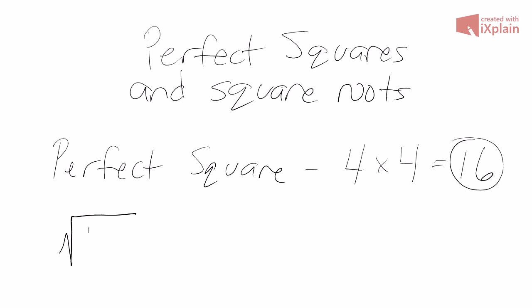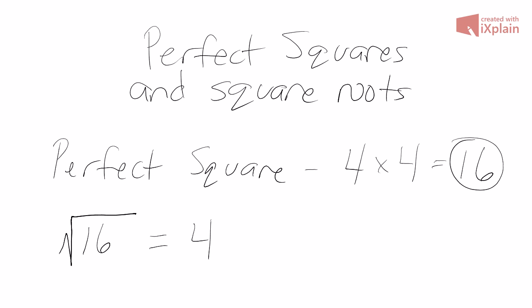And when we have a square root symbol with a number underneath it, we're looking for the number that multiplies by itself to give us this. So what number times itself gives us 16? Well, we just did that one. So 4 times 4 is 16, so the square root of 16 is 4.